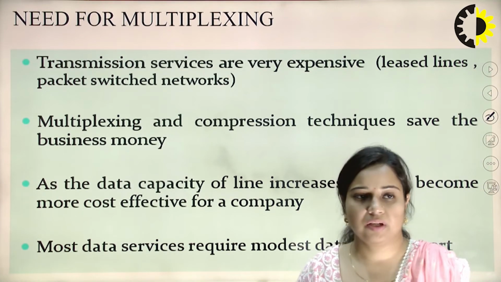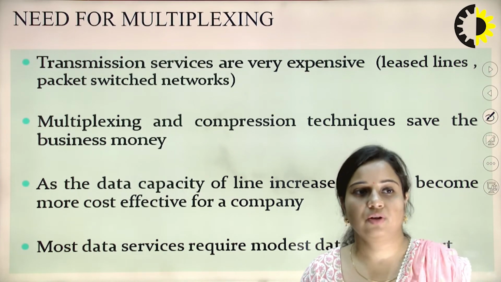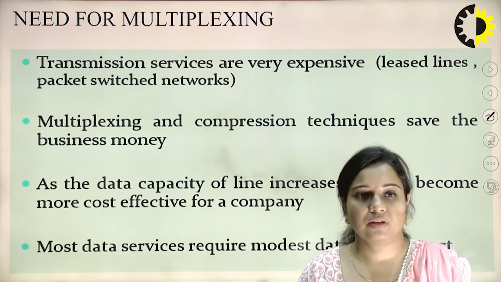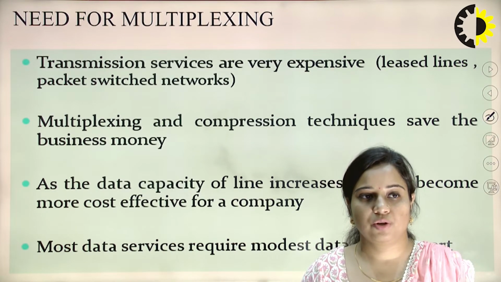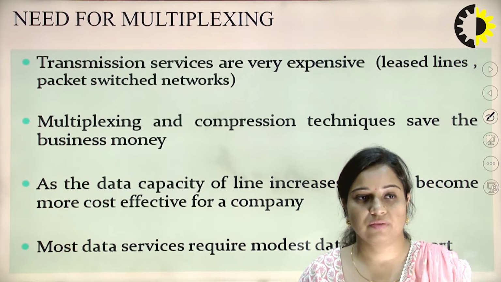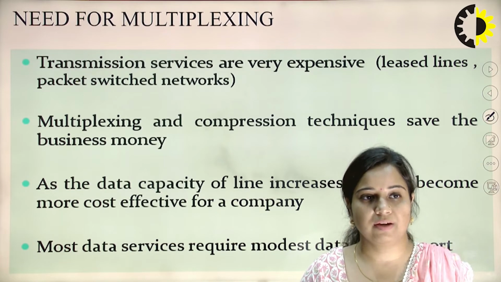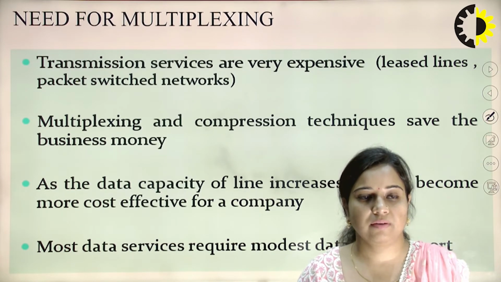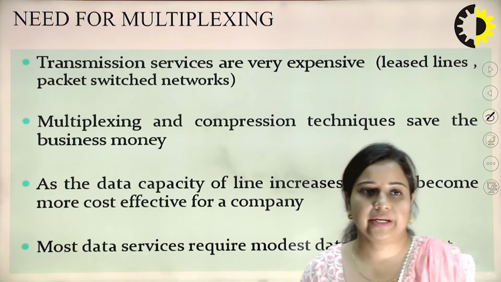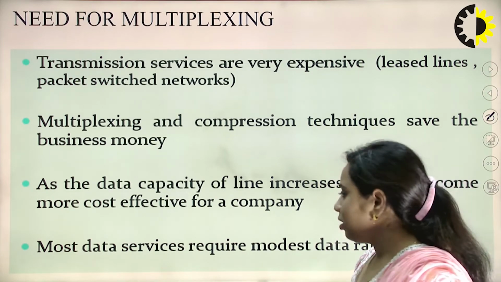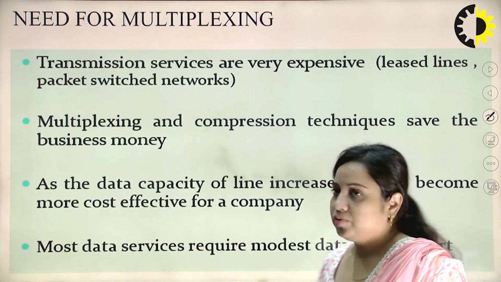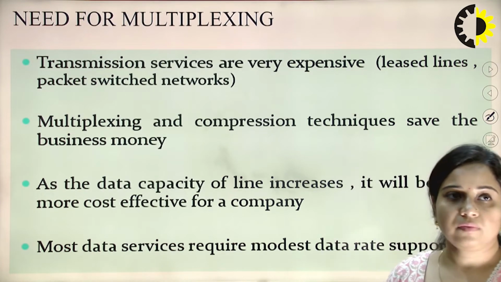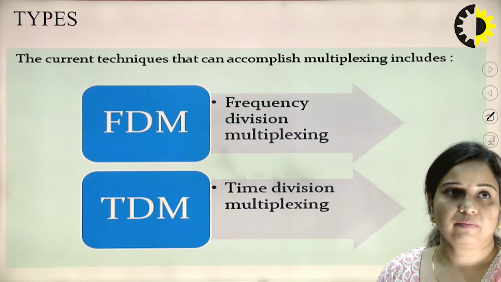Let's say I am taking a very small example. If 100 users want to transmit information from one place to another, then instead of using 100 or 1000 different wires, we can use a single wire or 2 wires, so that cost cutting is directly achieved. Most data services require modest data rate support. These are some of the advantages of why we need multiplexing.